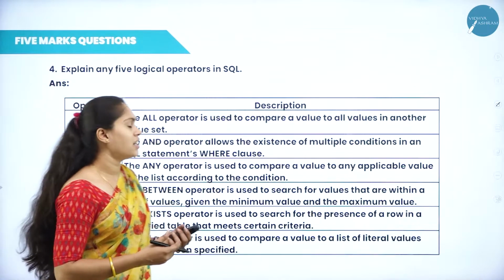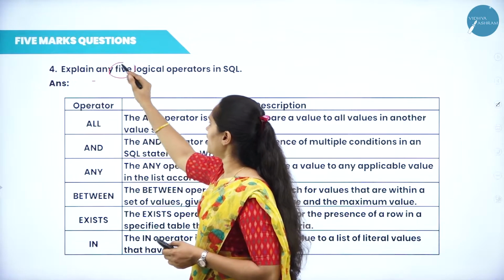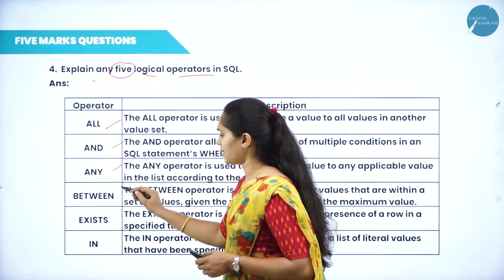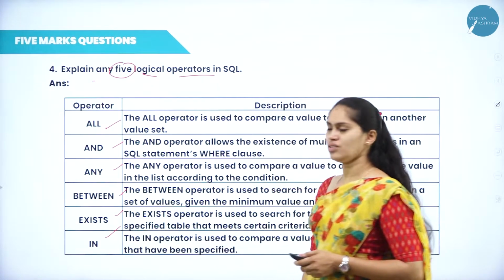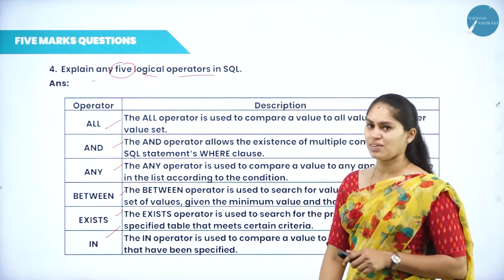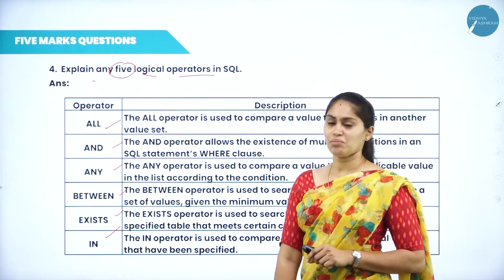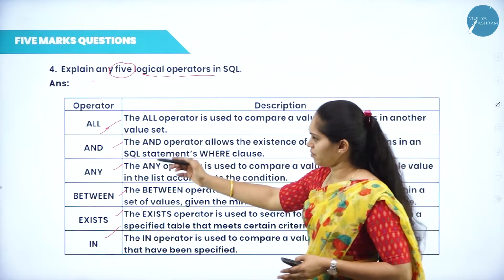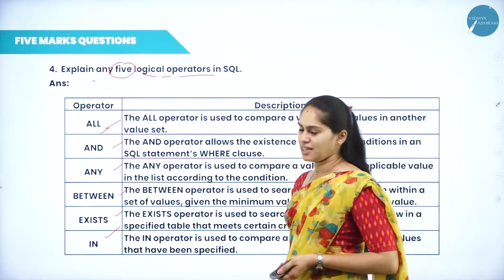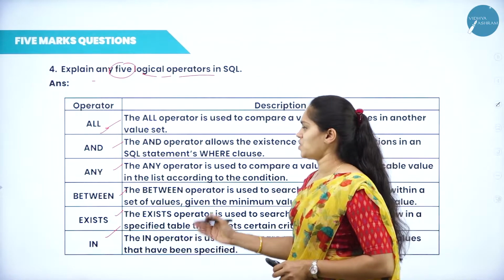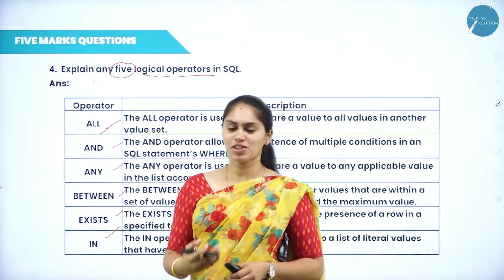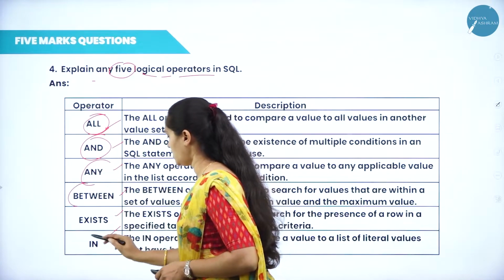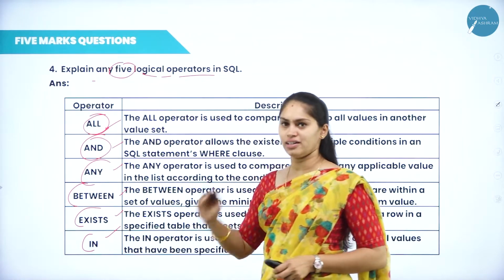We'll see the next question, which is: explain any five logical operators in SQL. They include ALL, AND, ANY, BETWEEN, EXISTS and IN. These are the logical operators we have in SQL, and you have to mention what each of them does. In the same way, write its operation and specify for what purpose we use it. Remember, ALL, AND, ANY, BETWEEN, EXISTS and IN are in alphabetical order.